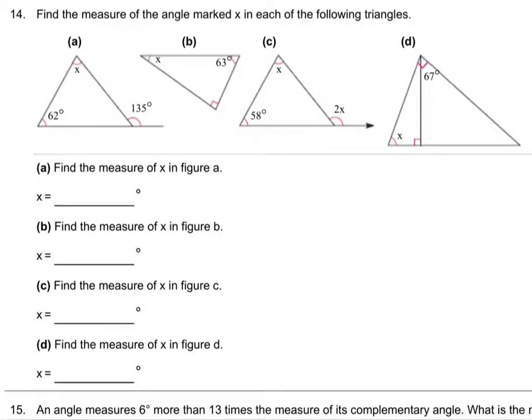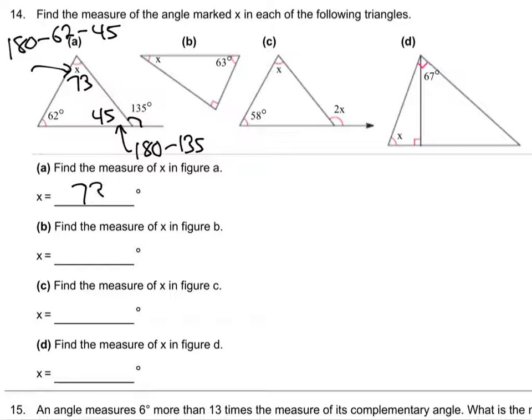14. Okay, it's going to be similar. If this is 135, then we can find this one, 180 minus 135, 45. And now we can find x because it's going to be 180 minus the 62 minus the 45, right? Because a triangle has to total 180. So minus 62 minus 45, 73. So there we go. We found x on part A.